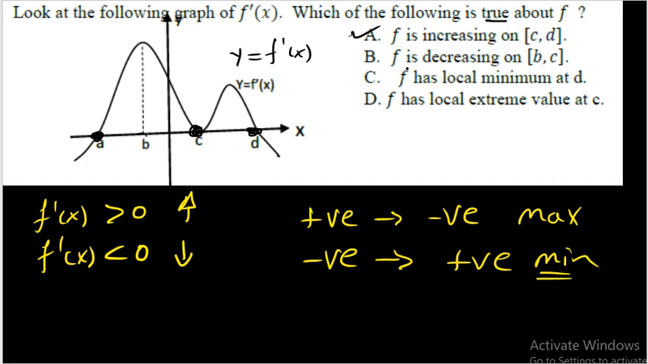But if you see B, for example, it says it is decreasing between B and C. Between B and C, as you see, the graph is again above the x-axis. It should be increasing. It's positive. Positive means it's increasing, so that doesn't work.